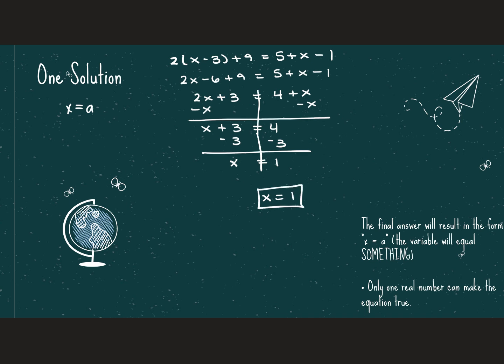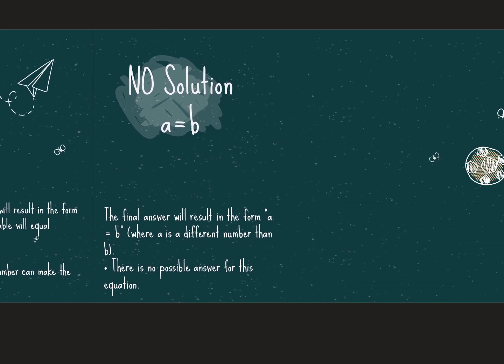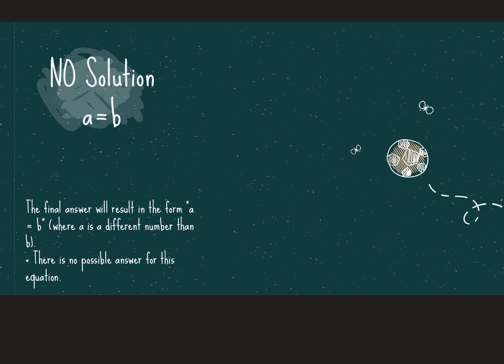These are the equations that we've been working on, whether we've had the variable w or v or z, we have one solution here. The next one we're going to look at is when we have no solution. That's a equals b, meaning that we have two things on either side of the equal sign that don't equal each other. The final answer will result in the form a equals b, where a is a different number than b.